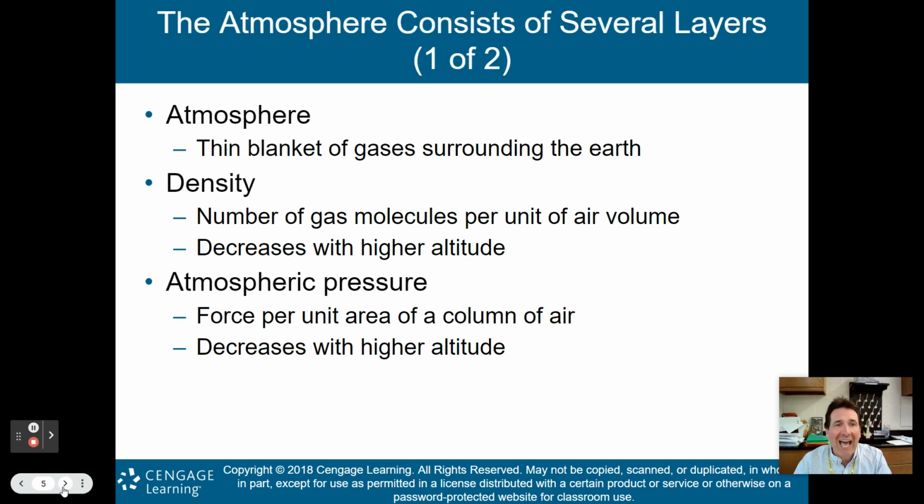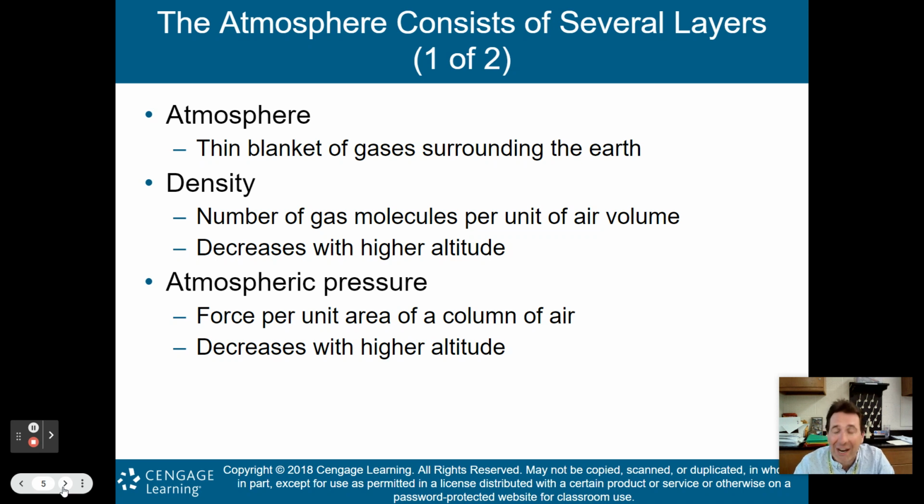So again, the atmosphere, what is it? Just some terms. It's a thin blanket of gas that surrounds the Earth. Density is the number of gas molecules per unit of air volume. It decreases with higher altitude. The further up you go, the less air there is, so the less air density you have.